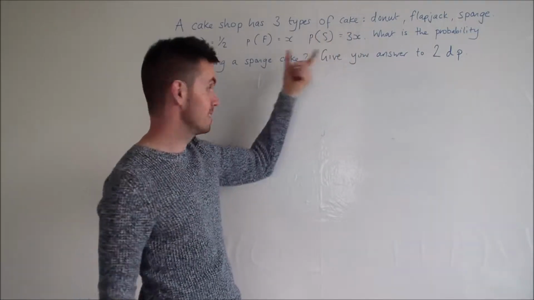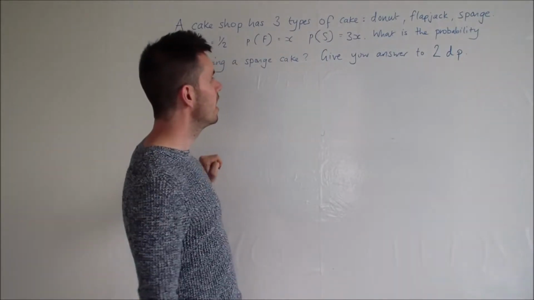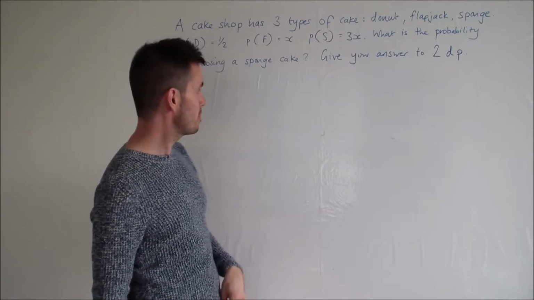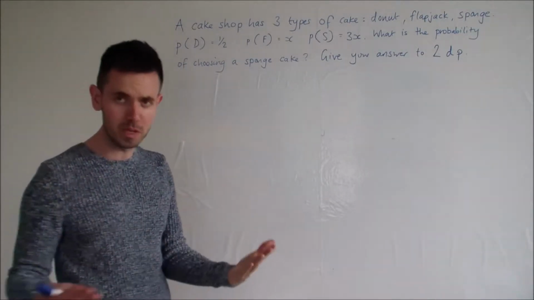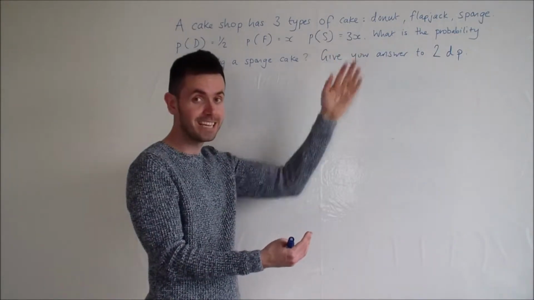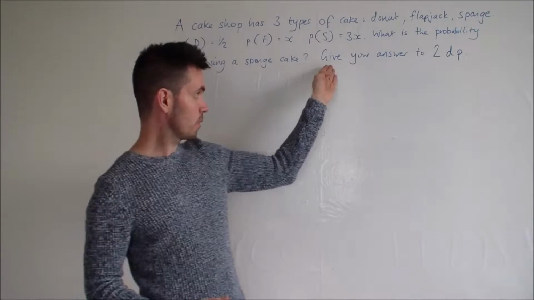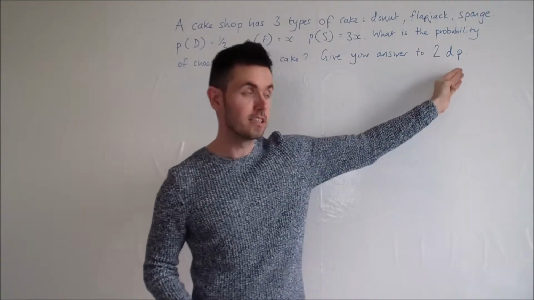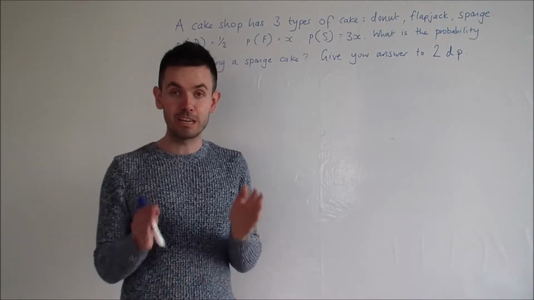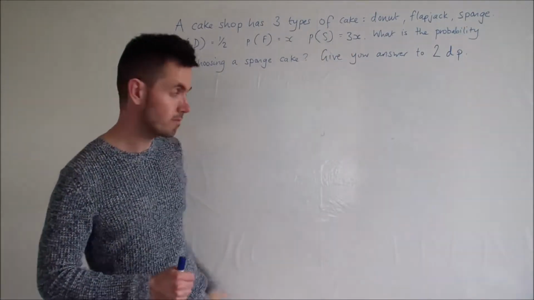So 3 times as likely to get a sponge cake than you are to get a flapjack. And the question asks us, what is the probability of choosing a sponge cake? Now we've just been told, haven't we, that that probability is 3x, but we must need to give more than that. And if you carry on reading, you see the question asks us to give our answer correct to 2 decimal places, which is a clue that what we're looking for here is a number, not just an algebraic term, which is what this is.